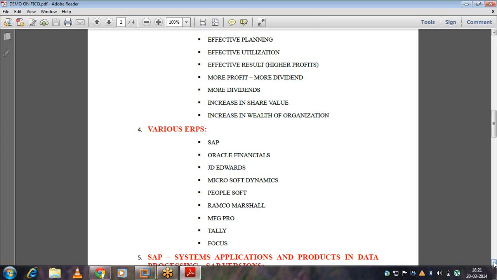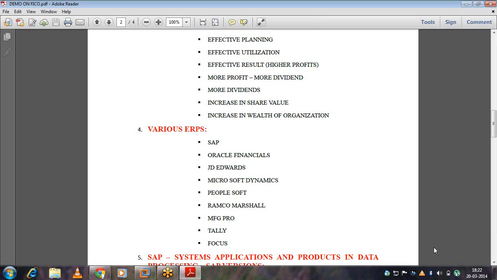Out of the number of ERPs that are available in the market, SAP is the top one ERP. SAP has taken the number one position. That means most of the business organizations are using SAP as ERP for automating their business process.